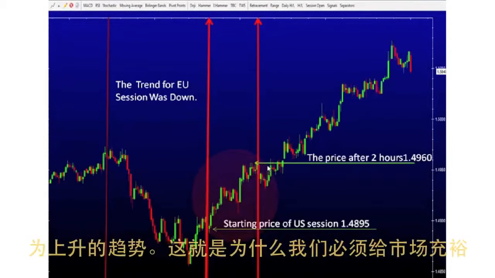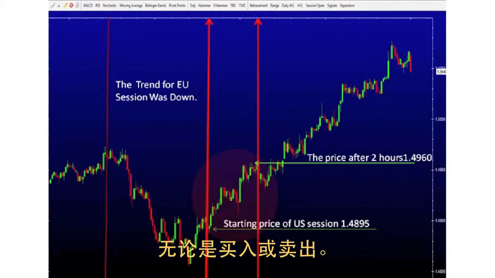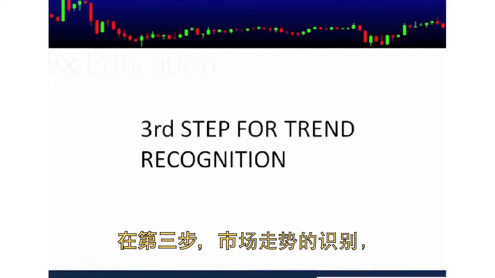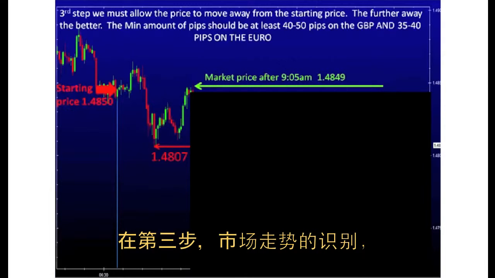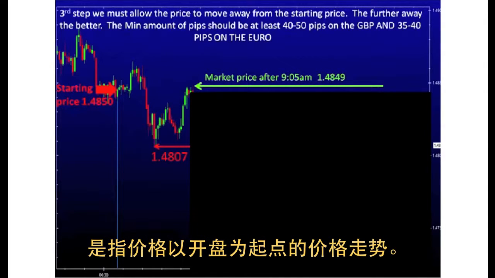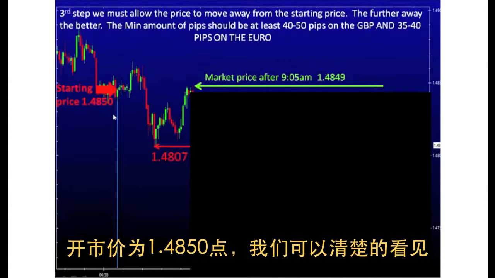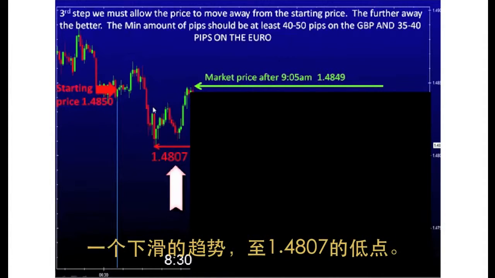This is the reason we must allow the market to develop before we think about placing any orders, whether it be buy orders or sell orders. The third step for trend recognition is the price movement from the starting price. Now, take a look here on the left-hand side. We have the starting price of 148.50, and you can see clearly the trend was moving lower.